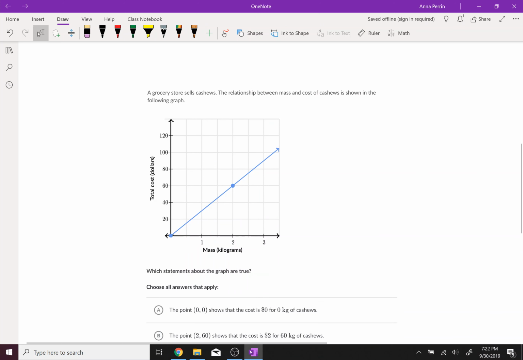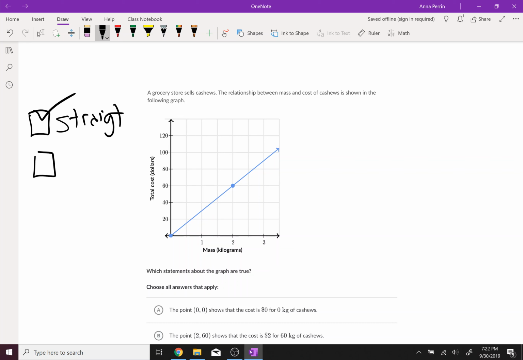So here it says a grocery store sells cashews, and it's telling us that the relationship is being shown in the graph. I can tell that this graph is definitely proportional because number 1, is it a straight line? Yes, it is. And number 2, does it go through the origin, or the point (0, 0)? Well, I can see that right there. Yes, it does. So it definitely is proportional, which means that it's going to follow a multiplication rule.